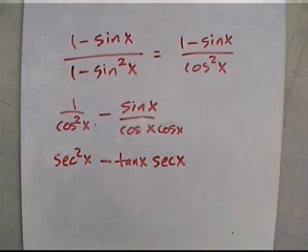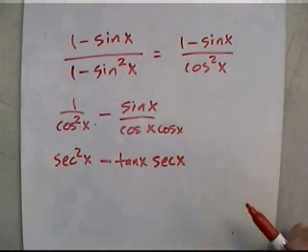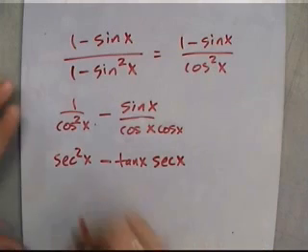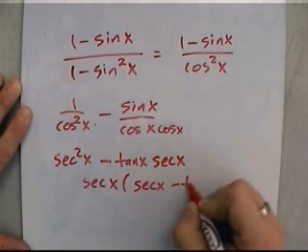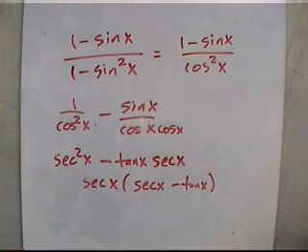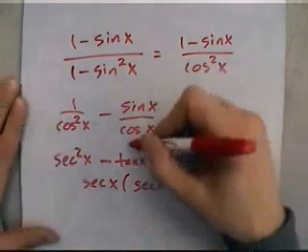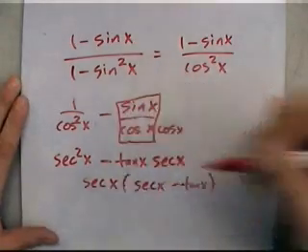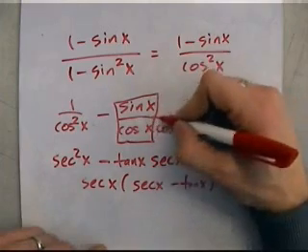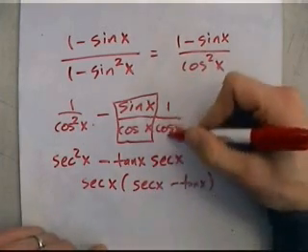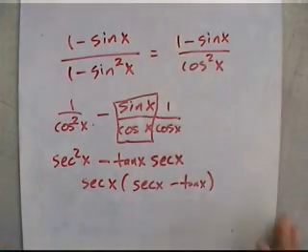Now, you can factor if you want. Take a secant out, it'd be secant of x, and then it'd be secant of x minus tangent of x. Like so. Where'd I get the secant out? This part right here became tangent, right? So I still had a cosine left over on the bottom. This fraction's still over there. 1 over cosine becomes the secant.